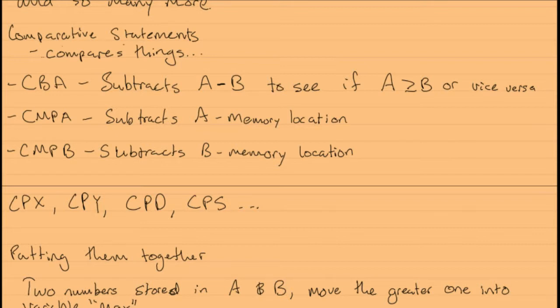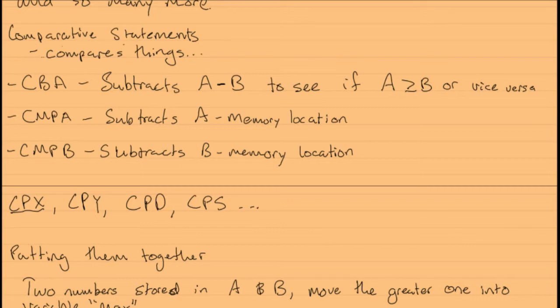Unfortunately, you don't have this for, say, if you wanted to compare X and Y. It's only available for A and B. So we'll do an example later where we would use CBA in one situation, and where we'd have to use something like this, compare X. And compare X only compares to a certain memory location. It doesn't compare to another register.